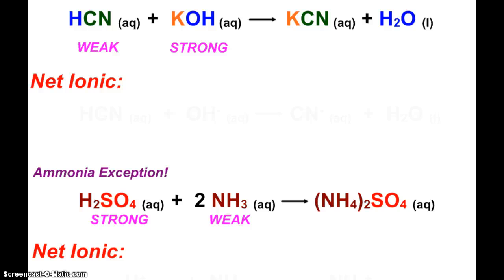Here we see a weak acid. How do I know HCN is weak? Because it's not one of the 6 strong acids that I've memorized. And we see it interacting with potassium hydroxide, a strong base.